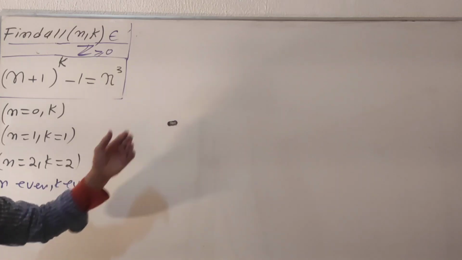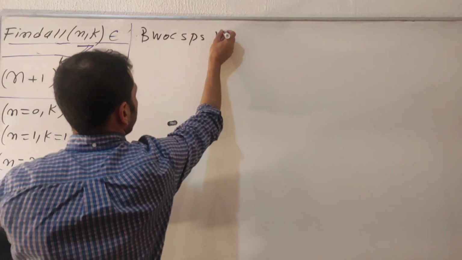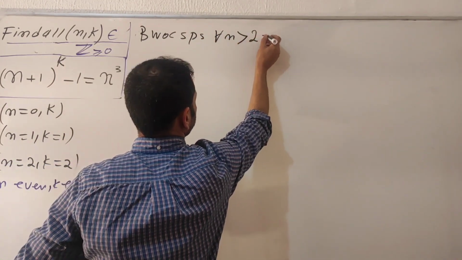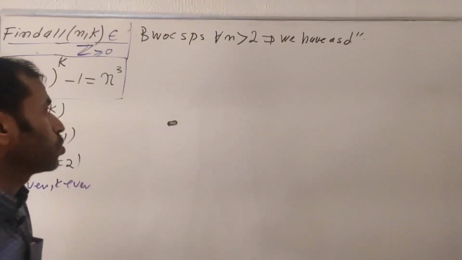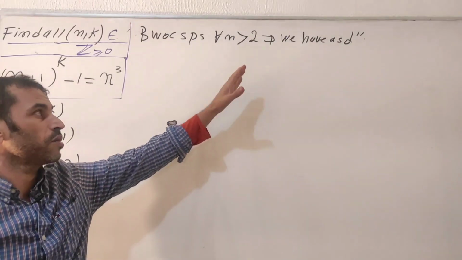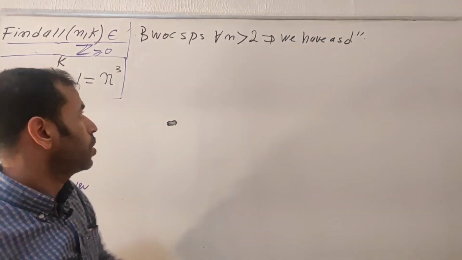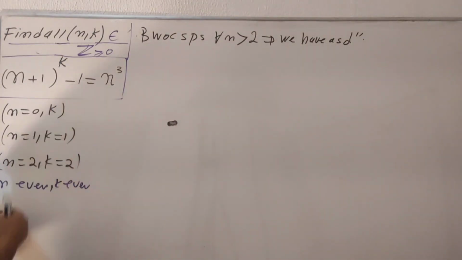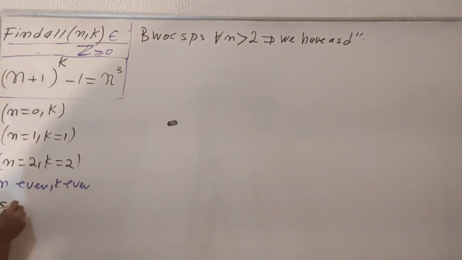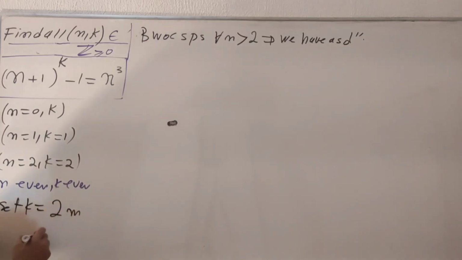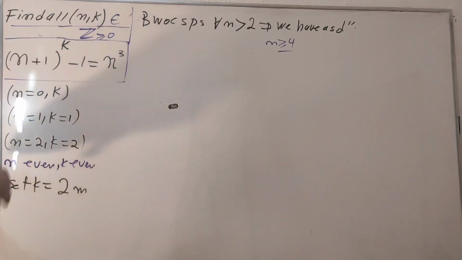Now again we are going to do this one by way of contradiction. So by way of contradiction, suppose for all n strictly greater than 2, we have a solution for this equation, okay? So we are going to build a strong argument in order to prove we have no solution above this point, okay? We already know k is even. Since n is even, let's set k equals 2m. So I'm going to take this fact and insert it back into the original equation.